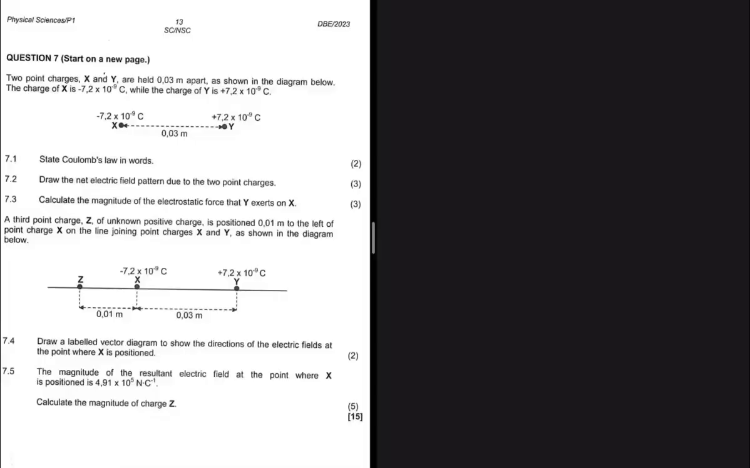What happens when you have a positive and a negative charge? Right, we have two unlike charges. They're definitely going to attract. Right, so the answer to 7.2 will be something like the following. We're supposed to draw the net electric field pattern due to the two point charges.